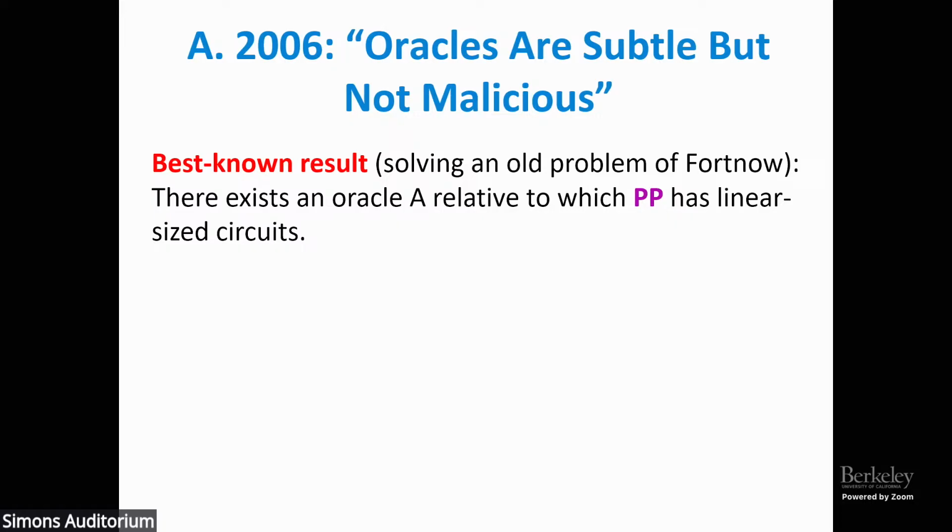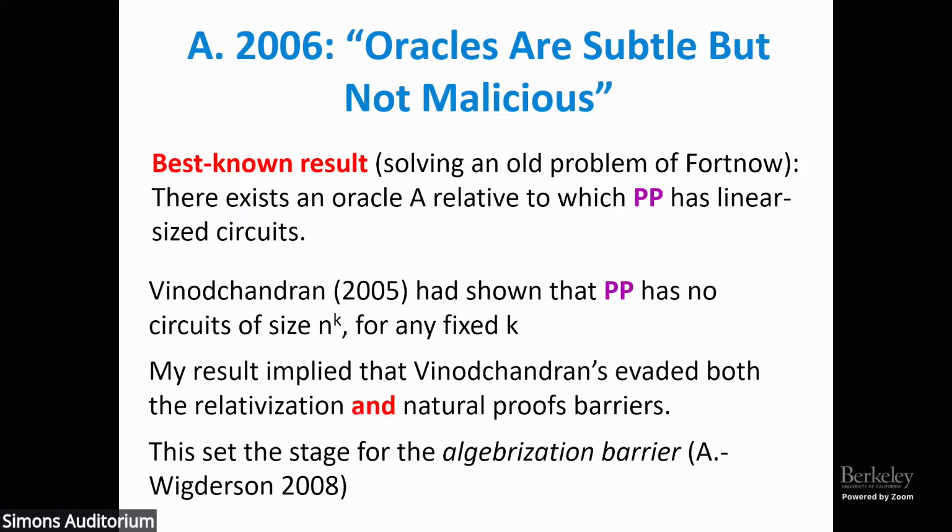But why did I care about that? Well, a year earlier, Vinod Chandran had given a really neat little argument, which I'll show you a version of later, that says that PP has no circuits of size n to the k for any fixed k.